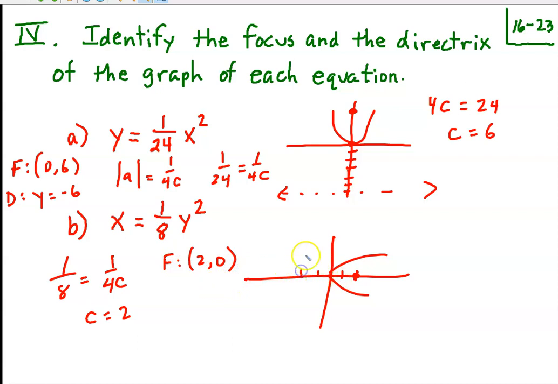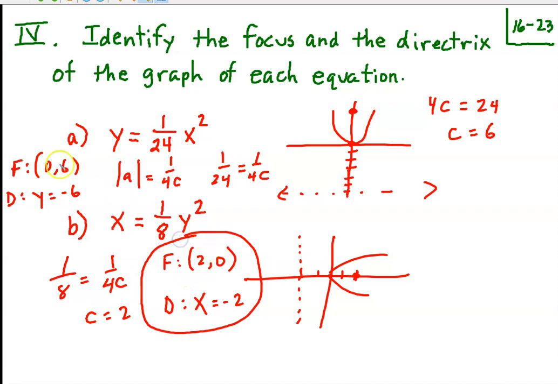And so the directrix has to be the vertical line that starts at the vertex and goes 2 to the left. Remember, since my equation for the parabola is x equals, that's the way I need to write the directrix. Always write the directrix as the equation for either a vertical or a horizontal line. So in this case, it's going to be x equals -2. So there's my answer, 2 answers really, for each of those examples.